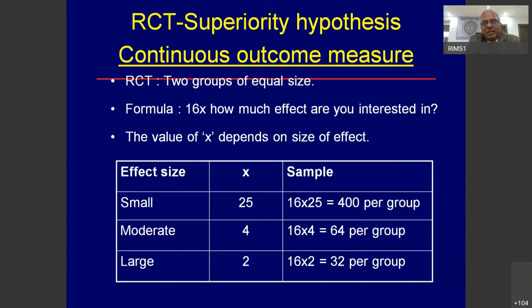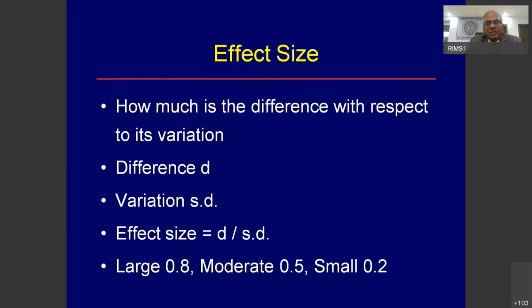So in fact, those who are using continuous outcome can just hypothesize whether they are expecting small, moderate, or large effect size, and accordingly have this table ready: 32 per group, 64 per group, or 400 per group. But since people are not clear all the time whether effect size will be small, moderate, or large, they do calculation based on standard deviation and the difference which they expect. I think we have already talked about this. Large is 0.8, moderate 0.5, small 0.2.